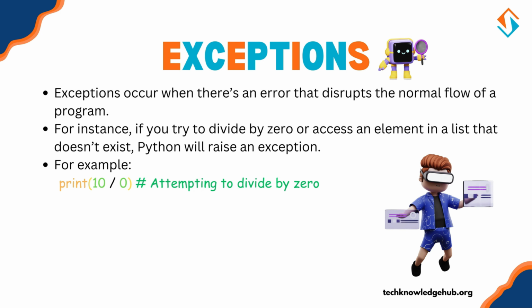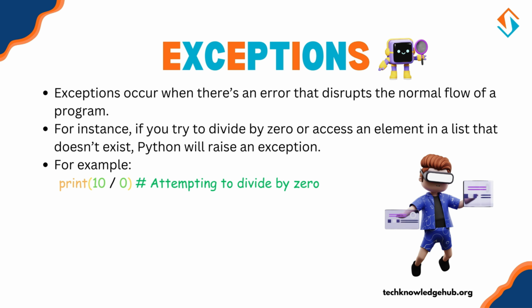Example of an exception: print(10 / 0). If we try to run this code, we'll get a ZeroDivisionError because dividing by 0 is undefined. Python stops and displays an error message, which can be frustrating for users. But with error handling, we can catch and manage these errors, allowing the program to continue running smoothly.